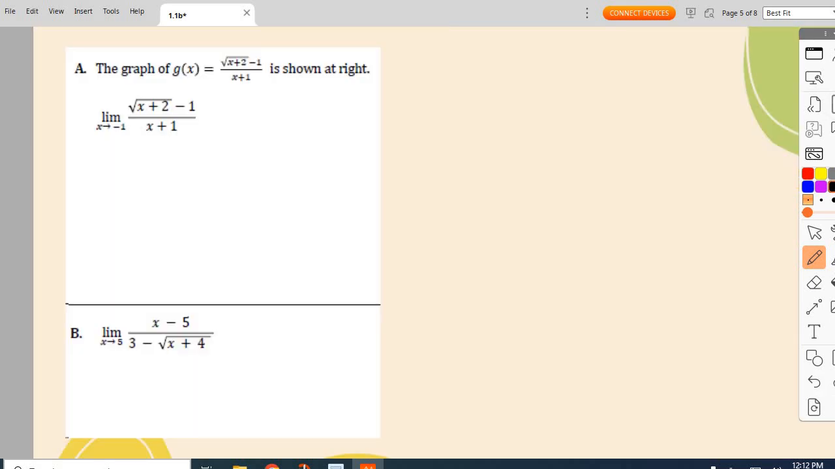Alright. Well, since the graph is shown, we don't need the graph. We're going to do it algebraically. So, what do we want to try first? Plug it in. If we plug it in, what happens? Bad. Okay. So, what do we need to do? This time, we have a rational, we have a radical, so what are we going to multiply by? Multiply by the conjugate. Okay, what is our conjugate here?